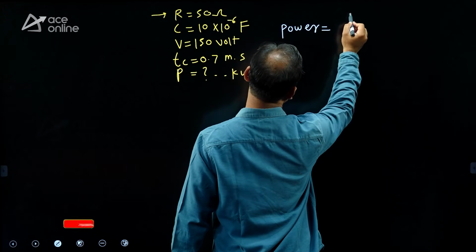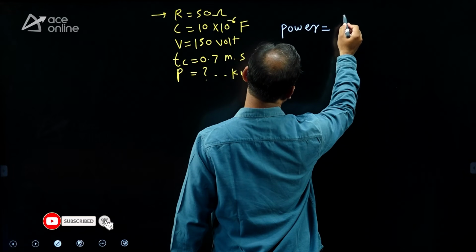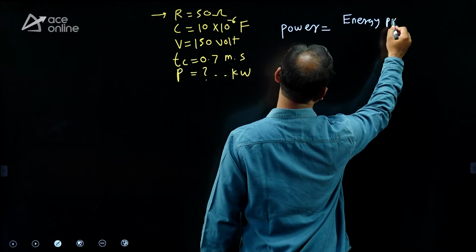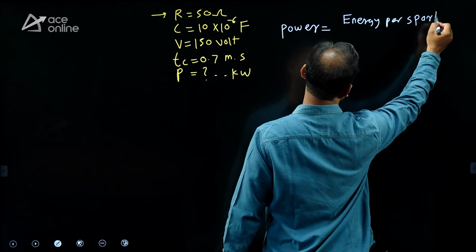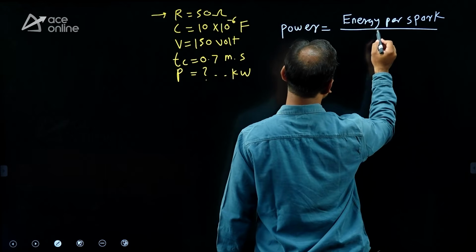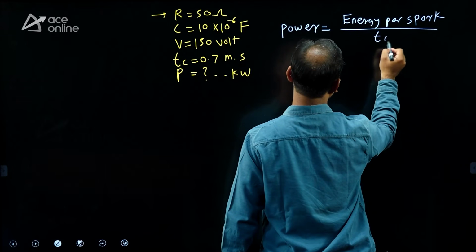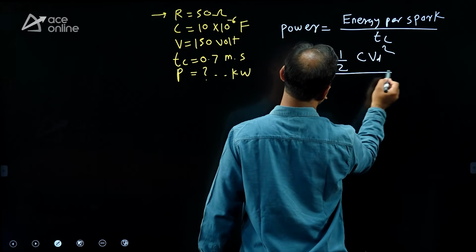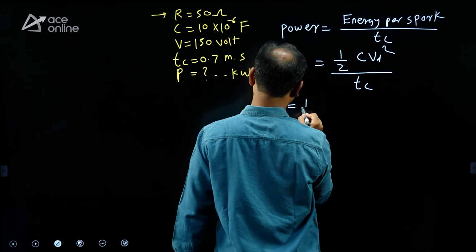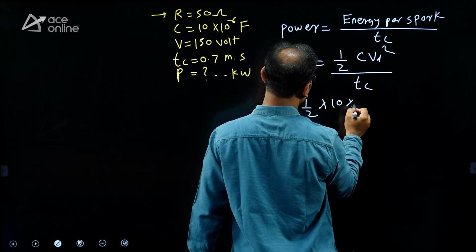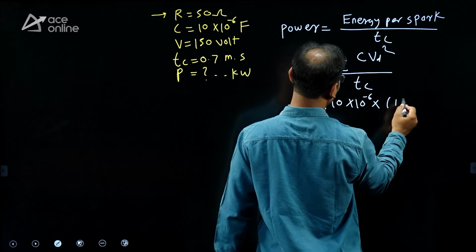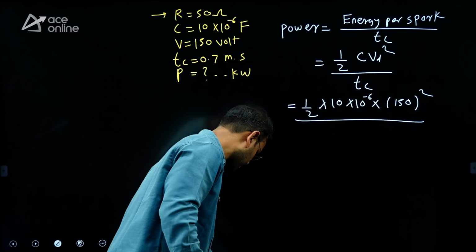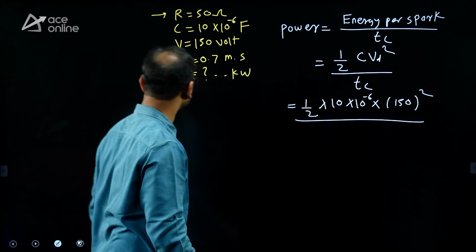Guys, for the power formula, we can use the energy per spark divided by time Tc. Energy per spark is 1 by 2 CV square, divided by Tc, the cycle time. 1 by 2 into C is what? 10 into 10 raised to minus 6. Voltage is given 150. Guys, I need to check that value of voltage once here. Yes, voltage is 150, that is correct.